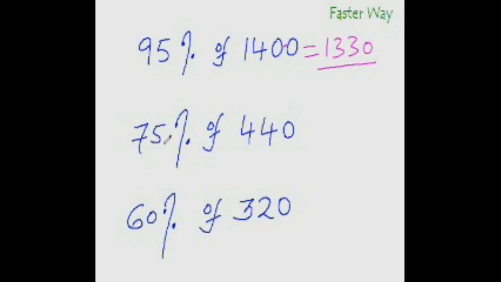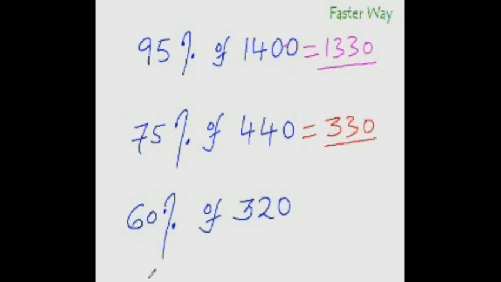75% is nothing but 50% plus 25%, and 50% of 440 would be half of this, that is 220, isn't it? And half of that, that is half of 50% is 25%, so half of 220 is 110. So adding 220 to 110, it would be 330 using the jumping trick of addition.